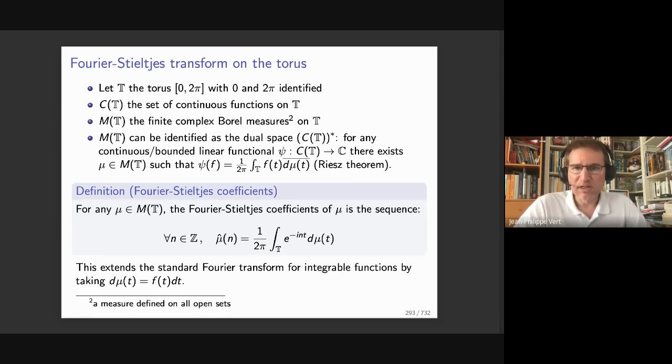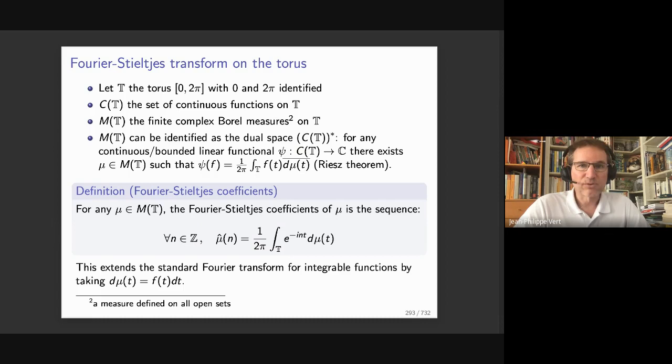Usually you see this formula not with d mu of t, but with f of t dt, and you call that the Fourier transform of f. Here we have the same, except that this is now defined not only for functions, but for measures. And there are measures which are not functions, right? Like the Dirac measure.